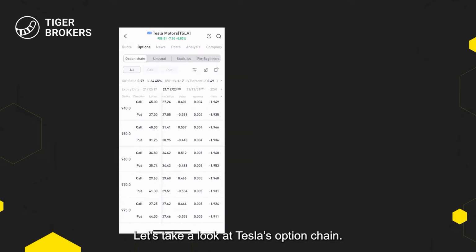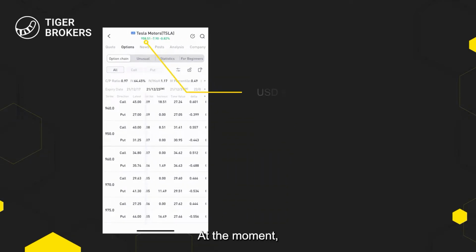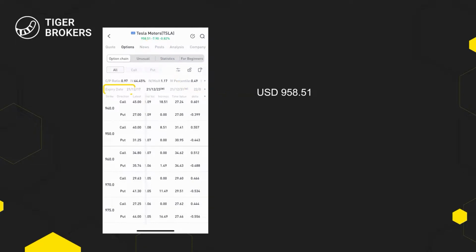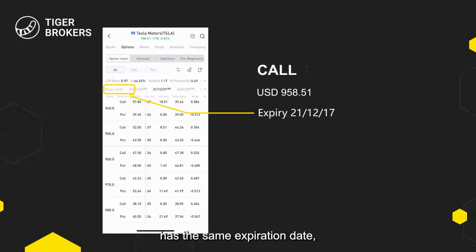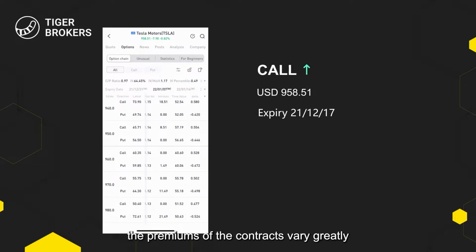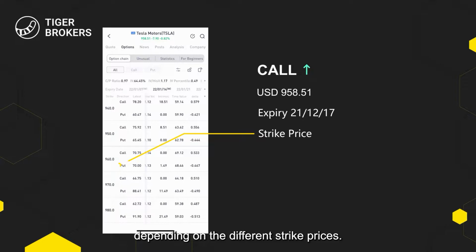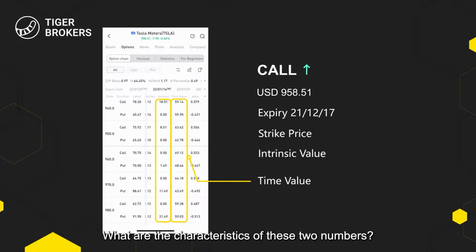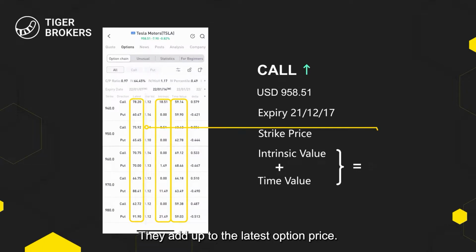Let's take a look at Tesla's option chain. At the moment, Tesla's share price stands at $958. We can see that even when call options have the same expiration date, the premiums of the contracts vary greatly depending on the different strike prices. What is the reason behind this? If we scroll to the left, we can see this column, intrinsic value and time value. What are the characteristics of these two numbers? They add up to the latest option price.